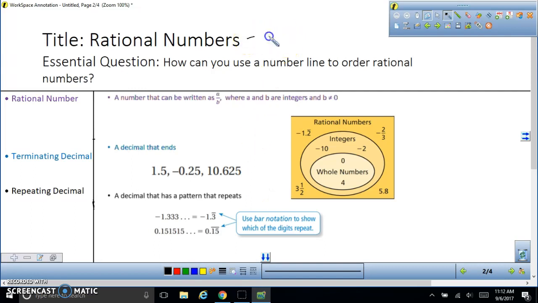I do still expect to see the title and the essential question written down at the very beginning, not at the end. Okay, let's go over what a rational number is.